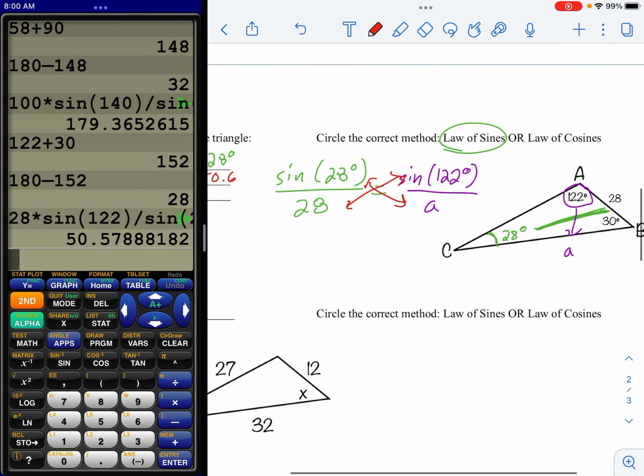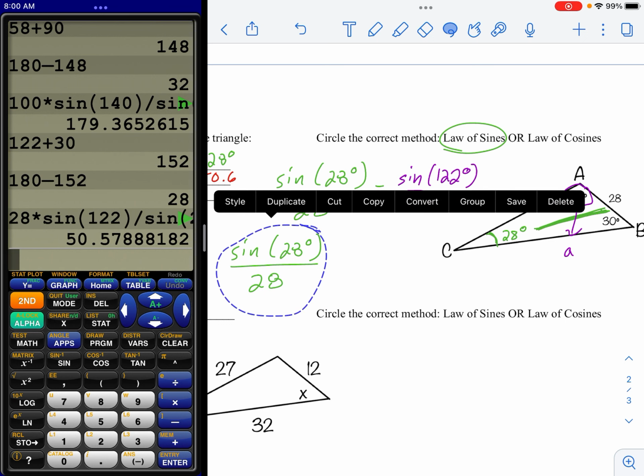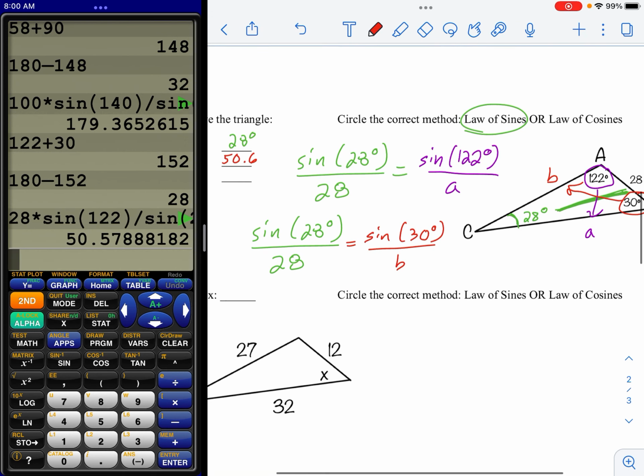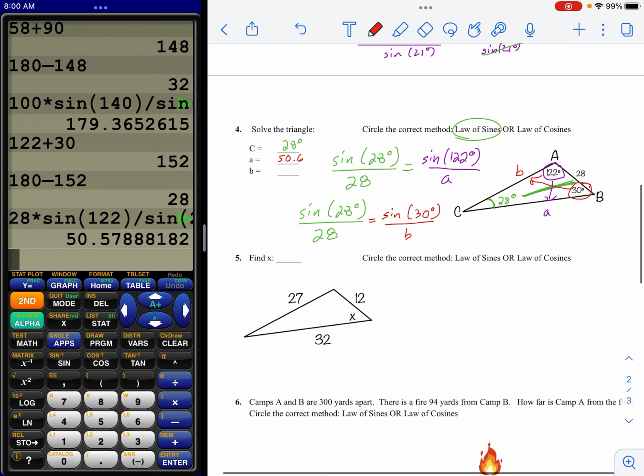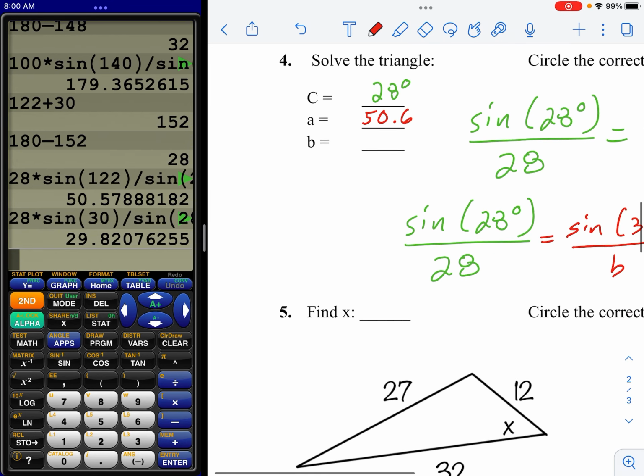Okay, then you need to repeat this process one more time. You're going to use this again. I'm just going to copy the green part. And the only thing that changes is now I'm going to use angle B and side B. So it would be the sine of 30 over side B. And then, same thing, you cross multiply and divide just like you did. So like so. 29.8. Okay.